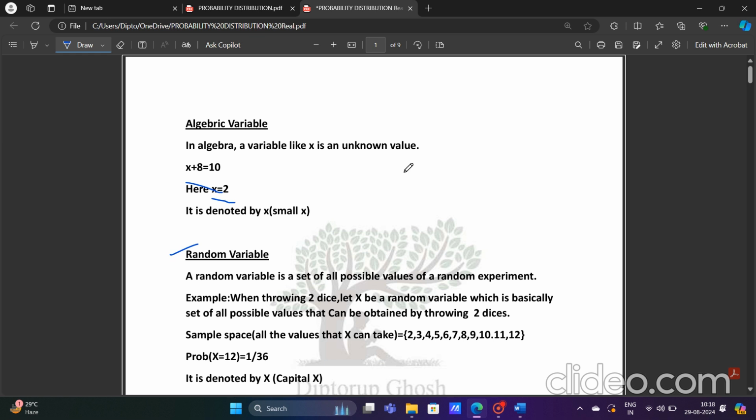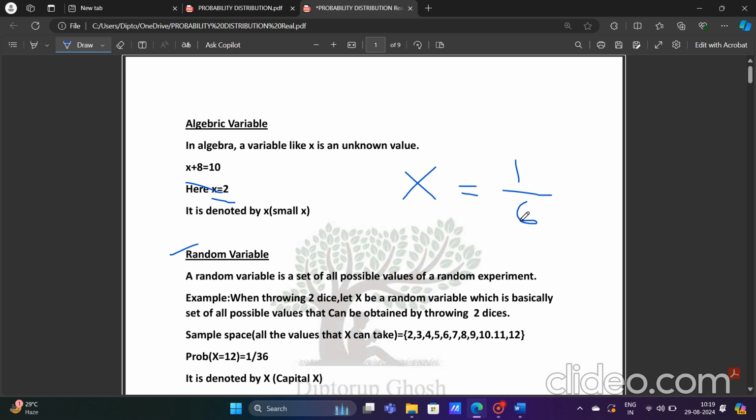Suppose I tell you that x is a variable and x is denoting the probability of getting 3 in a dice roll. So what will be the probability of getting 3 in a dice roll? The probability will be 1 by 6. We all know that. There are a total of 6 outcomes and 1 is our favorable outcome, that 3 can come. So x can be 1 by 6 here.